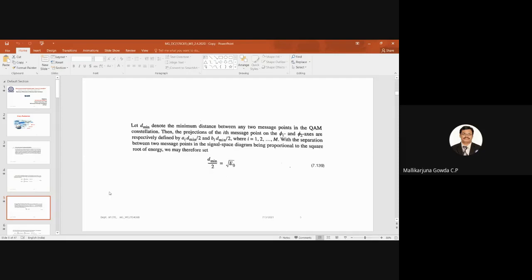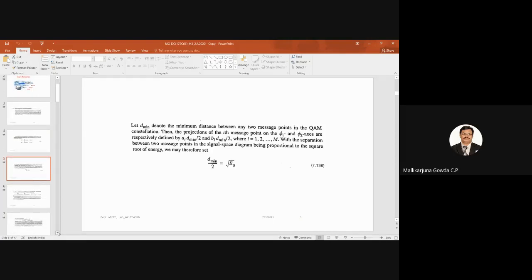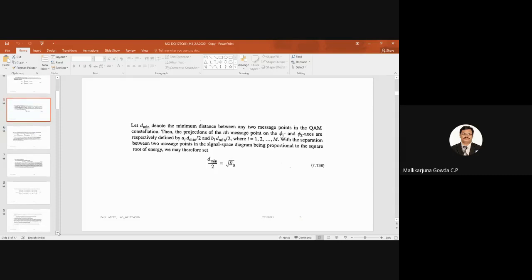And to say about the signal constellation diagram, what is the distance between the message points? We denote the distance between the message points as d minimum. So d suffix min denotes the minimum distance between any two message points in the QAM.